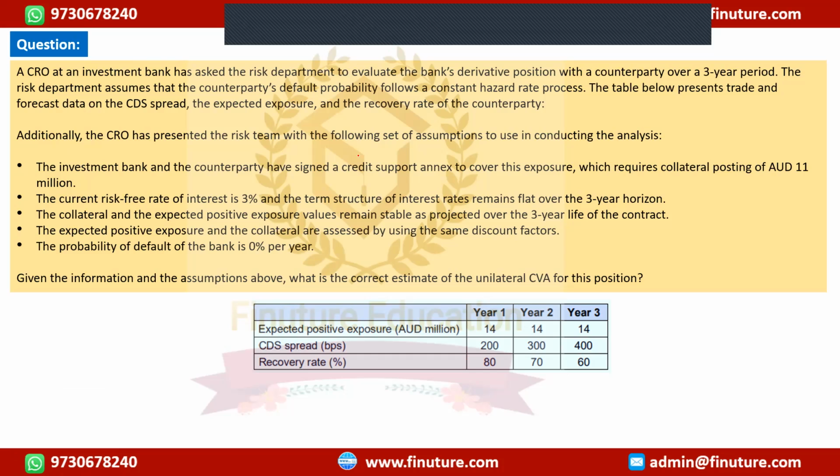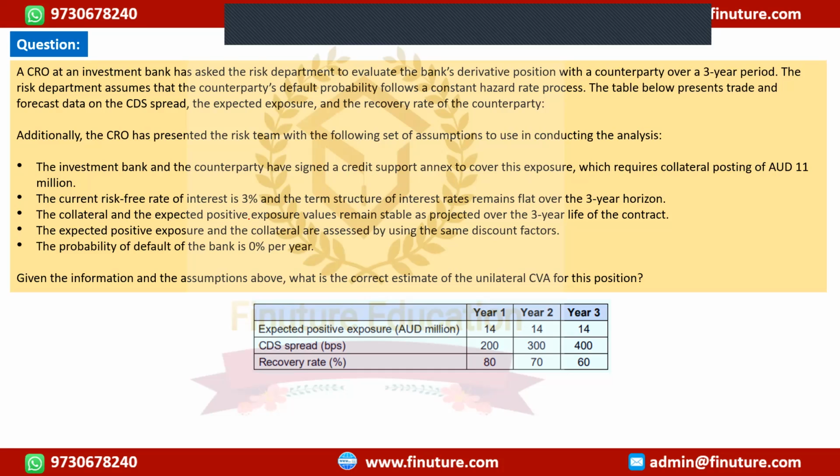Additionally, the CRO has presented his team the following set of assumptions to use in conducting the analysis. The investment bank and the counterparty have signed a CSA to cover this exposure, which requires a collateral posting of Australian dollar 11 million, and the current risk-free rate is 3%, and the term structure remains flat over the 3 period horizon. So the risk-free rate is constant at 3%.